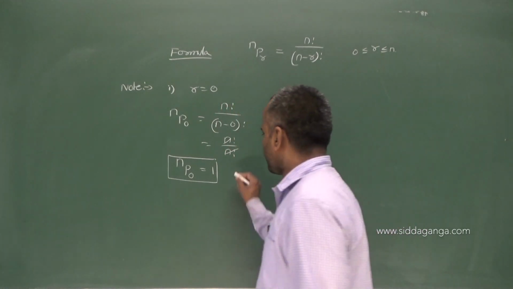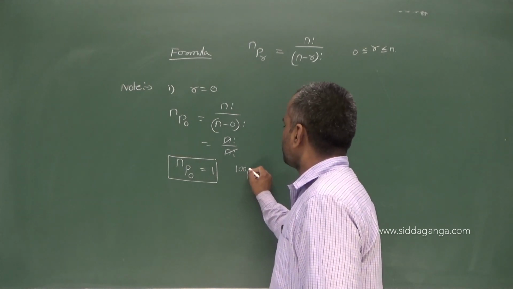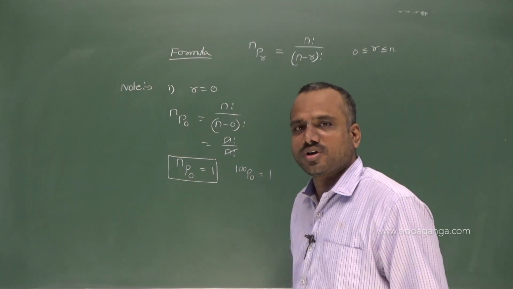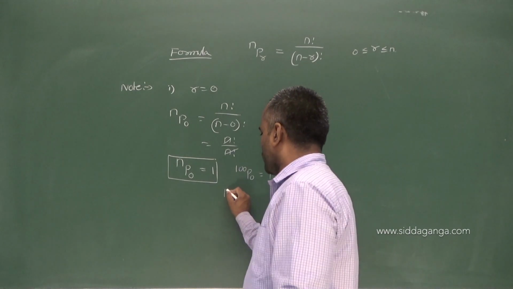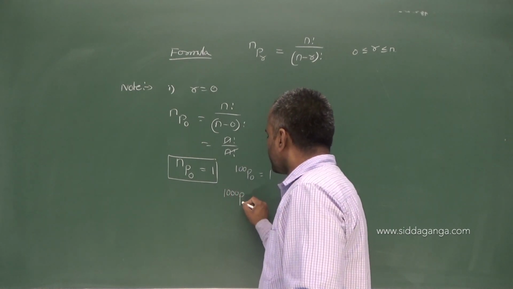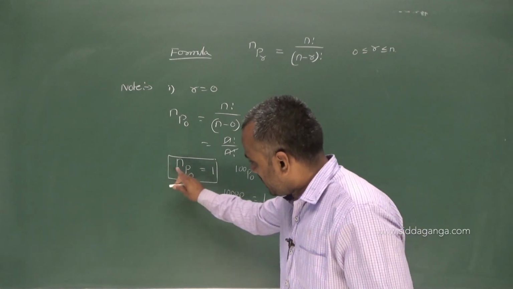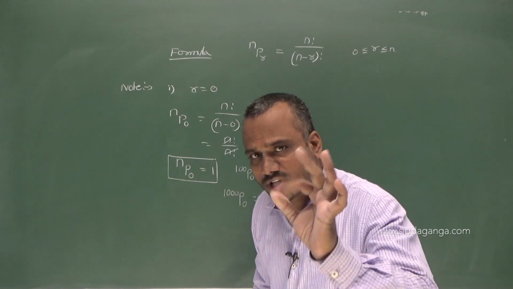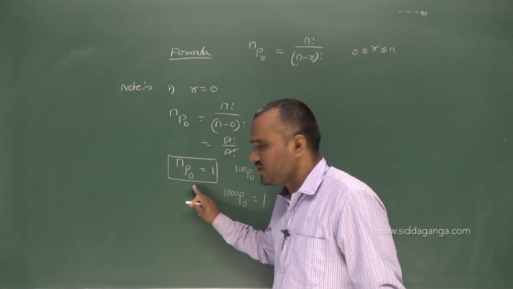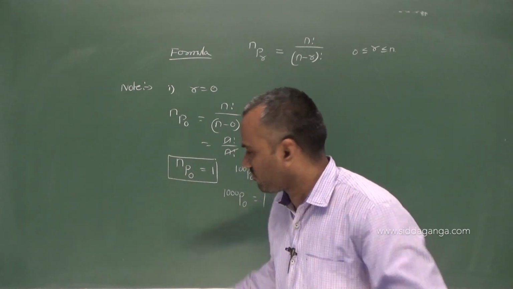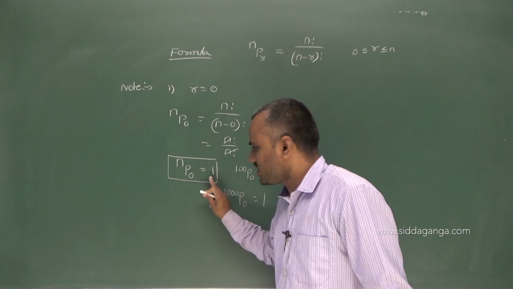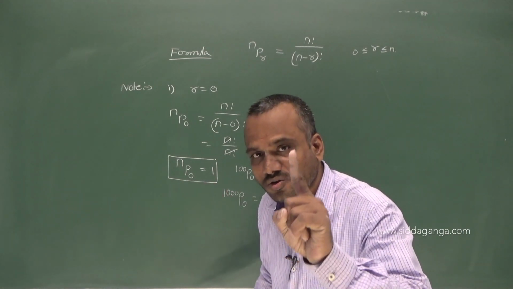For example, 100P0 is 1. 1000P0 is 1. No need to substitute in the formula; directly we write the answer as 1. nP0, this is a very important concept. If r is 0, nP0 is always equal to 1.